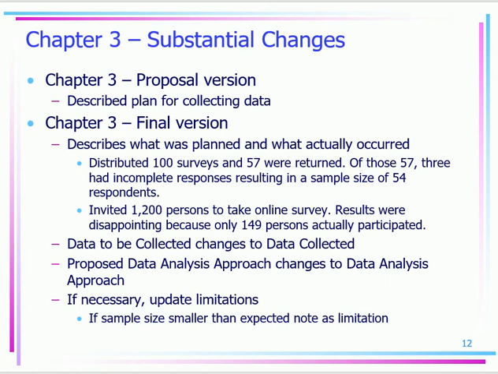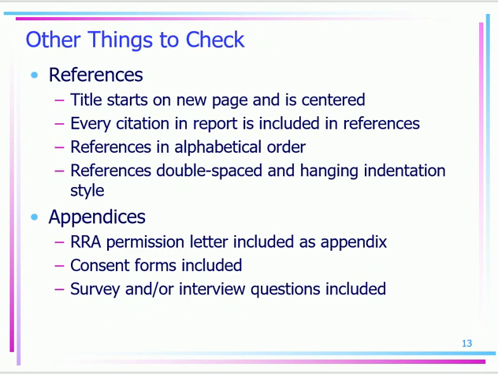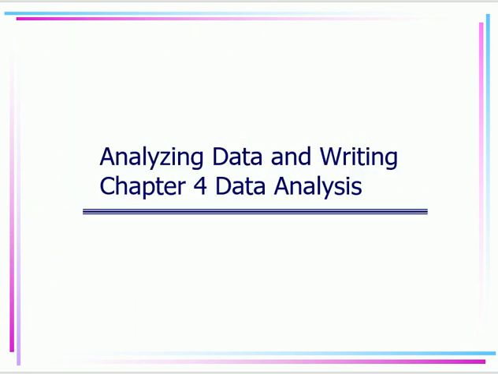Chapter 3, you basically rewrite for the final report. You go back and you say surveys were used, 100 surveys were given out, 80 were returned. And so Chapter 3 changes from what you plan to do to what actually occurred. And you might need to update your limitations as it says here. Other things to check in a final report versus the proposal are your references. Your appendices need to be all squared away.